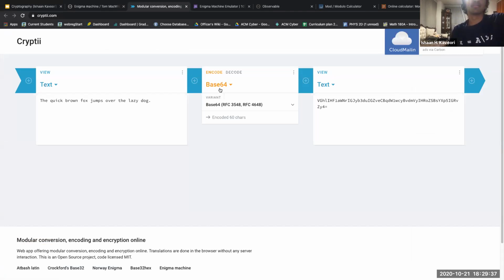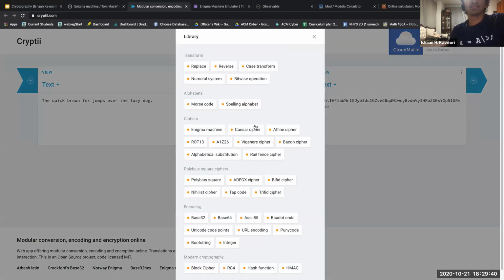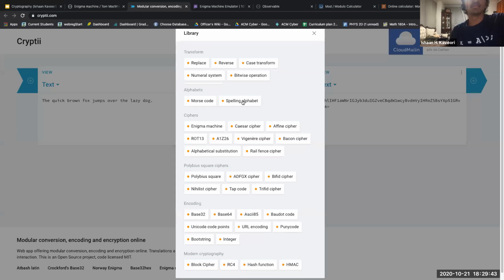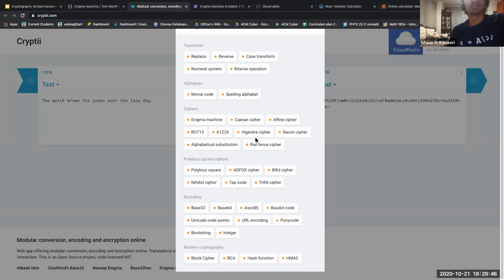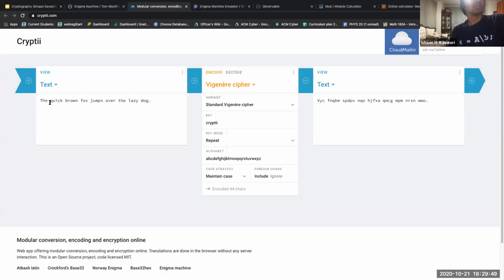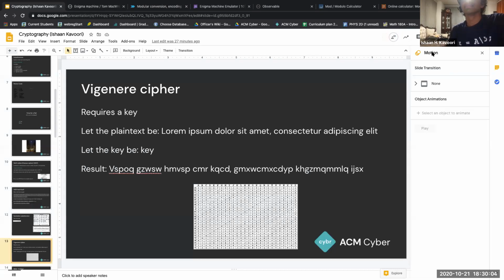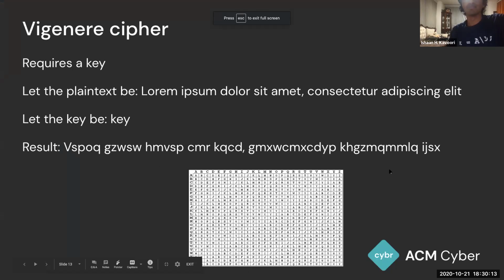Crypty.com also has a very good Vigenère cipher. Where is it? There it is. You can put the text in. You can change the key over here. And then you get out different texts. I don't know if you've taken CSC 15L yet, but one of the assignments you'll have to do is creating a Vigenère cipher program in Bash.